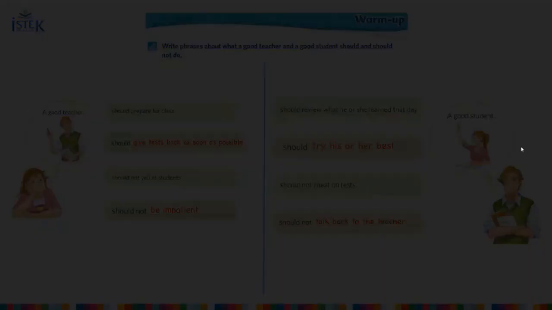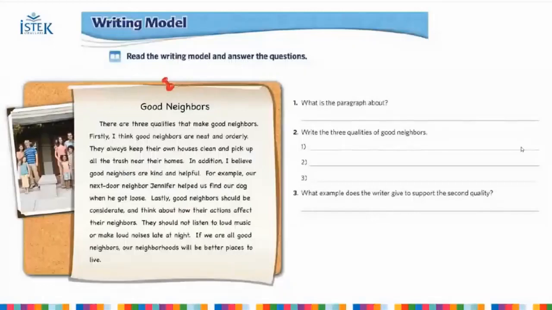We're going to read the writing model together. Here is the title of the paragraph, Good Neighbors. There are 3 qualities that make good neighbors. Firstly, I think good neighbors are neat and orderly. They always keep their own houses clean and pick up all the trash near their homes.